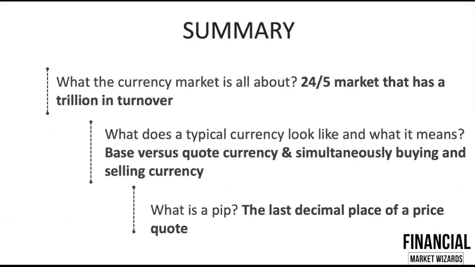So in summary, we talked about what the currency market is all about. There's a 24 hours market that opens Monday to Friday, with a trillion in turnover. We talked about what a typical currency pair looks like and what it means. There's the base and the code currency. We are always simultaneously buying and selling currencies. We cannot buy, for example, pound on its own. We also shared how to differentiate between the bid and the ask: just ask yourself, what's the worst price I could get? That's the price that you will be getting when you enter a position. Lastly, we covered what a pip is. A pip is the last decimal place of a price code. So that sums it up.